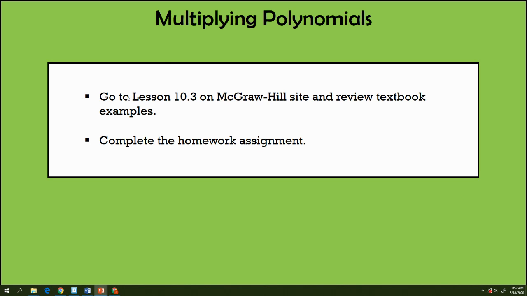Okay, so that's all we're going to do on multiplying polynomials today. We're going to focus on binomials, looking at different variations of questions that deal with those. Review this as you need to, and I'll let you get started on your work.